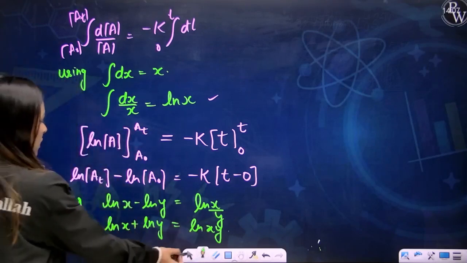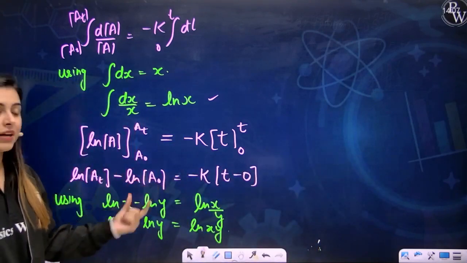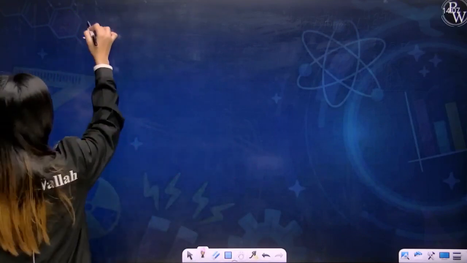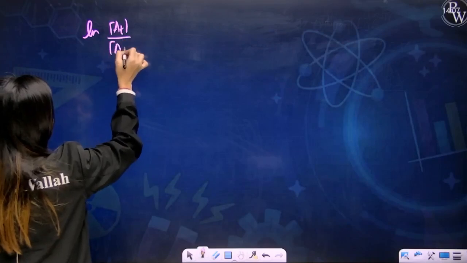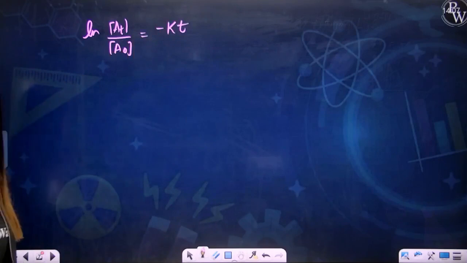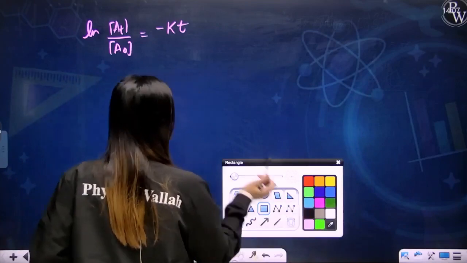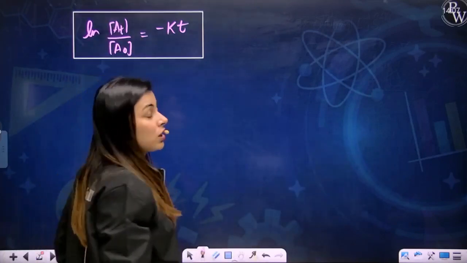See, now you have ln of At minus ln of A naught. So we'll be using this expression, and we can write it as ln of At upon A naught is equal to minus kt. Okay, perfect. I hope you're clear with this. So my dear students, this is an important expression which you can use in your numericals.